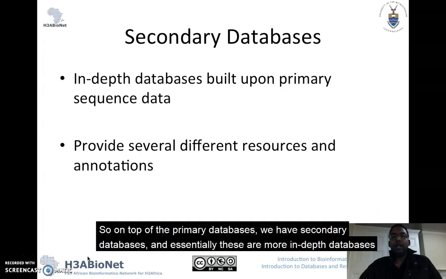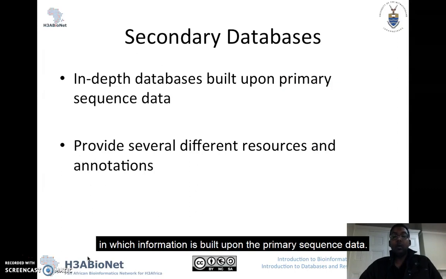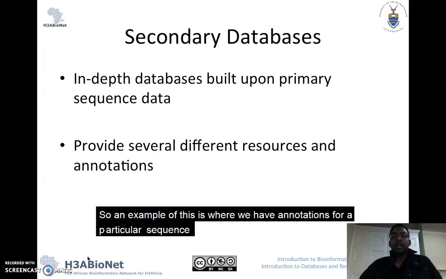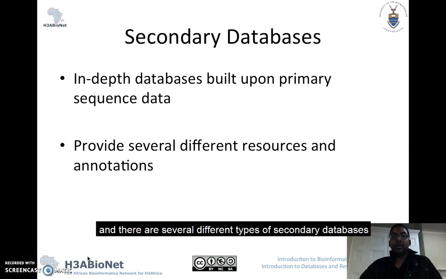So on top of the primary databases, we have secondary databases. And essentially, these are more in-depth databases in which information is built upon the primary sequence data. So an example of this is where we have annotations for a particular sequence. And there are several different types of secondary databases whereupon we have annotation information that is then linked to the primary sequence data.